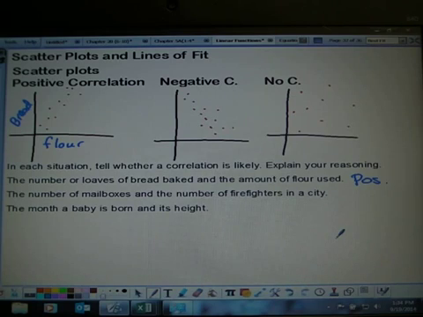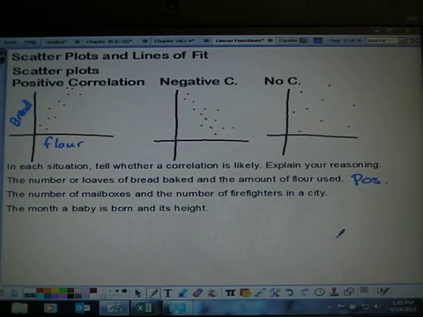The next one says the number of mailboxes and the number of firefighters in the city. That one actually, again, has a positive correlation because the number of mailboxes represents how many people are in the city. And the more people you have in the city, the more firefighters you need. If you think of small towns, even a town smaller than ours, then they're not going to have as many firefighters as us. But our town's kind of in the middle. We have a good amount of firefighters.